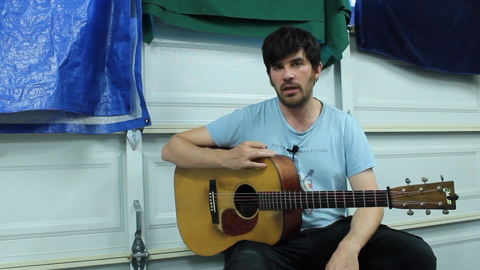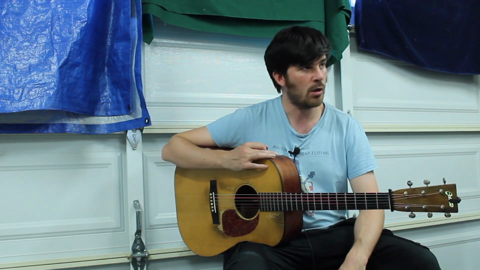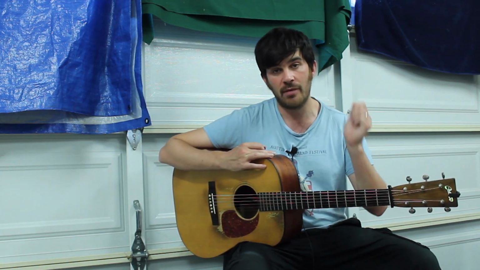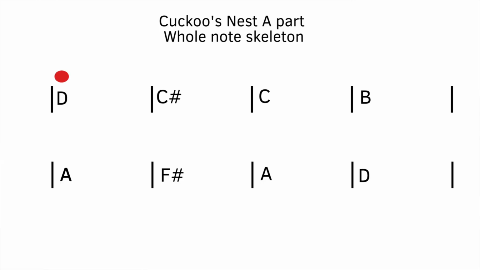So now let's strip away a lot of the notes. And I just want to play this tune as a skeletal whole note melody. 1 note per bar. I'm just grabbing beat 1 of each of the 8 bars in the A part. 3, 4.